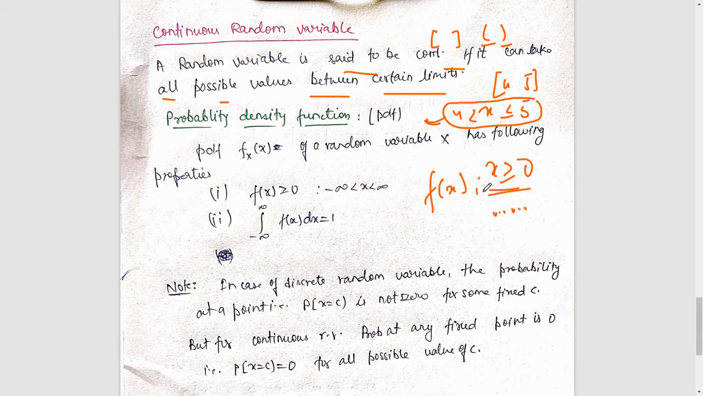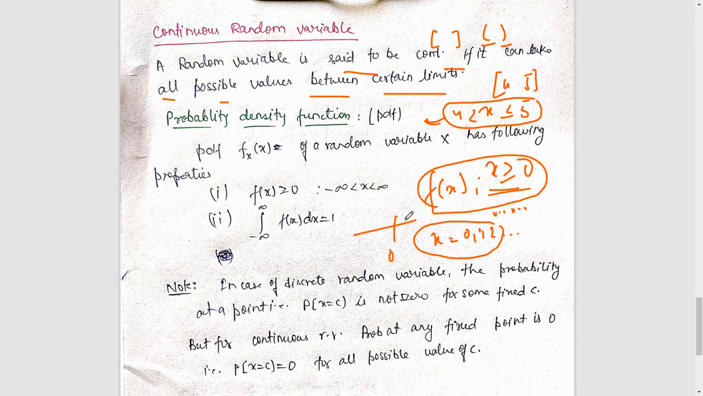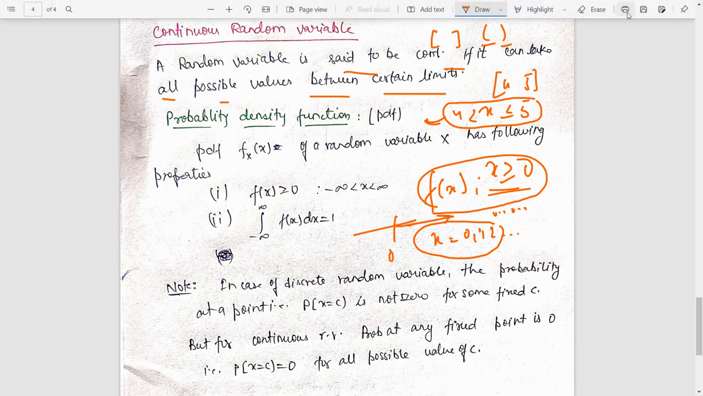But in the discrete case, we defined it for specific values. So x is equal to 0, 1, 2, like that. So this way we define the discrete space, but in the continuous space, we can define it on the basis of an interval. So x greater than or equal to 0 means, on the number line, if it's 0, it takes all the values after 0. Okay, so this is what a continuous random variable means.